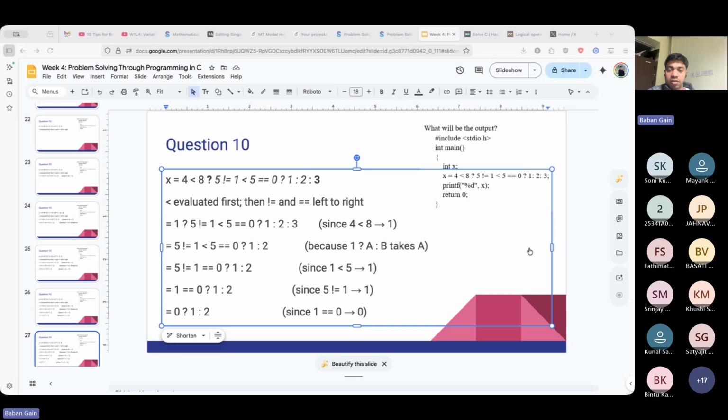Any confusion in that? This is quite a tricky one. If you have any confusion, then I can also come to this later. I'll go on to the next question now.